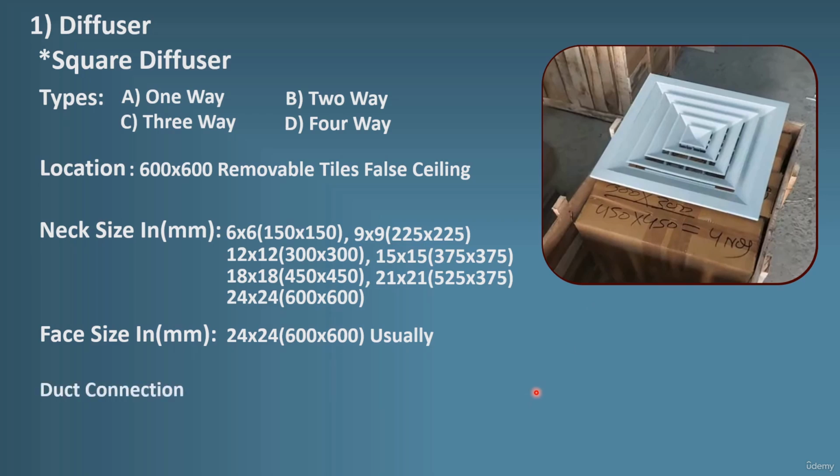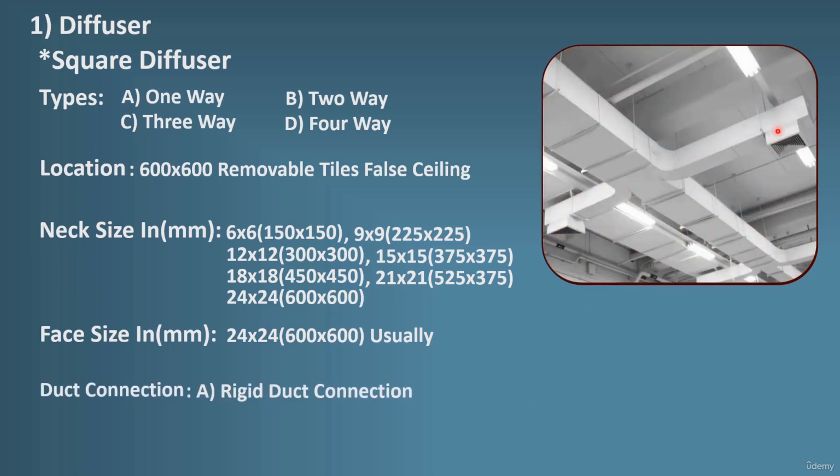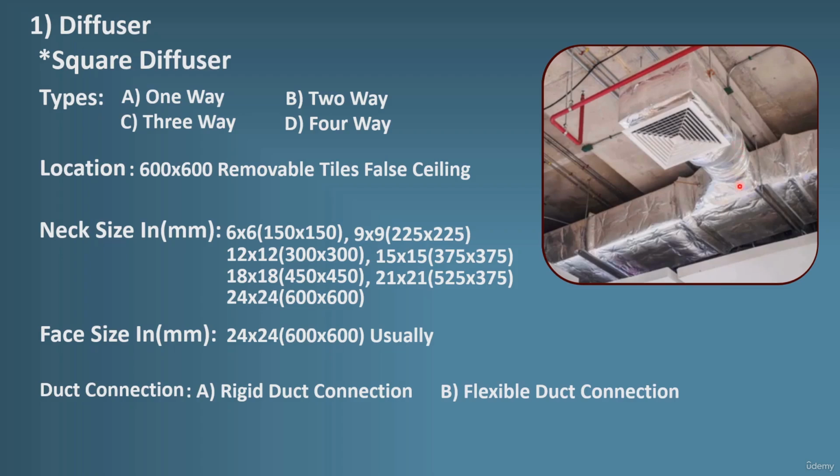Next, the duct connection. The diffuser can be connected to the duct system by a rigid duct, as you can see in this image, or by flexible duct with a plenum box. We will talk about flexible duct and the plenum box, but for now, this is the flexible duct, and this box above the diffuser is the plenum box. We will talk about them in details in the coming lectures.